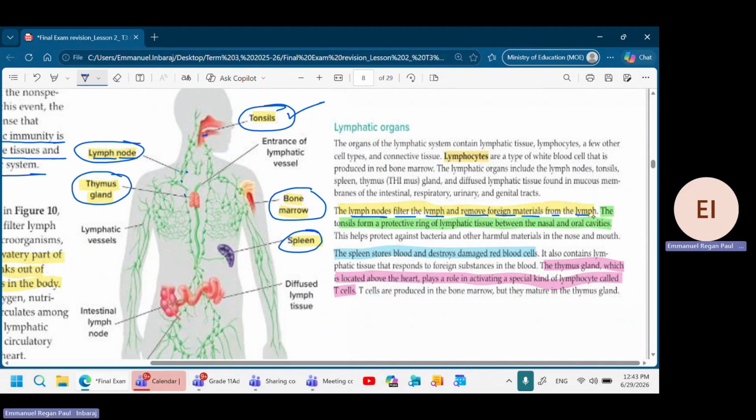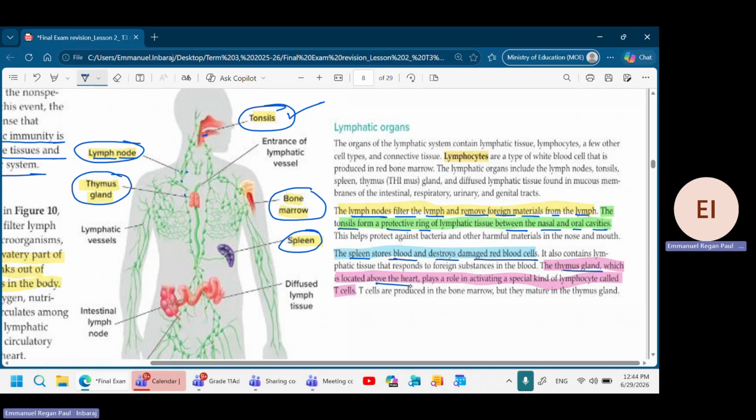Okay, number 1. Number 2, tonsils. Tonsils are here near the throat. So they form a protective ring between the nasal and the oral cavity. Number 3, spleen. What is the function of spleen? It stores blood and destroys the red blood cells. Spleen stores blood and destroys the RBC. Number 4, the thymus gland. Here is the thymus gland above the heart.